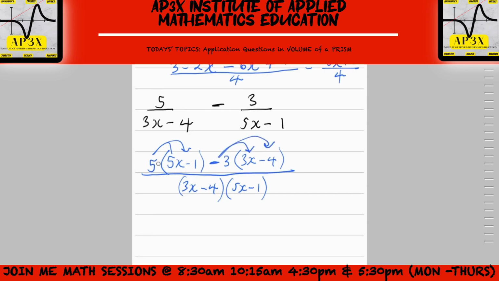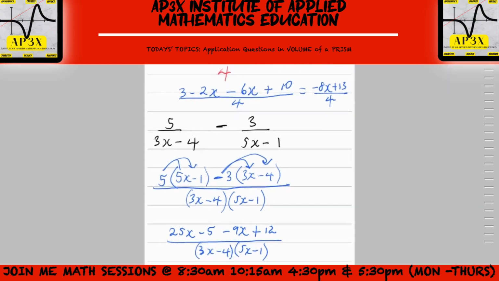Let's go ahead and do that. 5 times 5x is 25x. 5 times negative 1 is minus 5. Minus 3 times 3x is minus 9x. Minus 3 times minus 4 is positive 12. And that is going to be all over 3x minus 4 and we're going to have 5x minus 1.